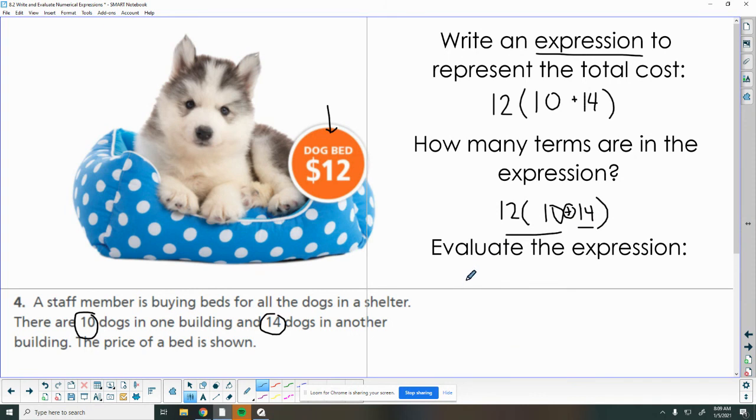So now we're going to go ahead and solve this. So we have $12 beds, 10 dogs plus 14 dogs. So we want to do the parentheses first and then multiply by 12. So go ahead and do that to get that answer. And then I want to look at one other way to solve that. So go ahead and do that first.